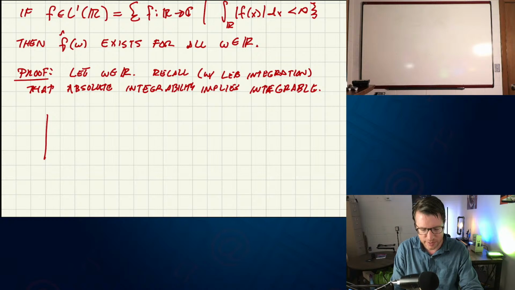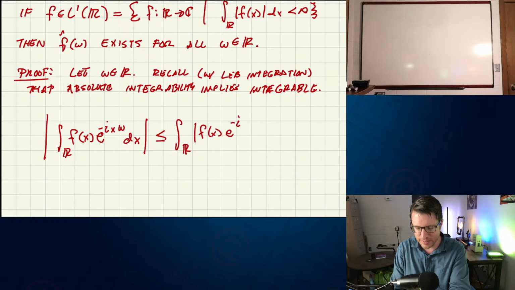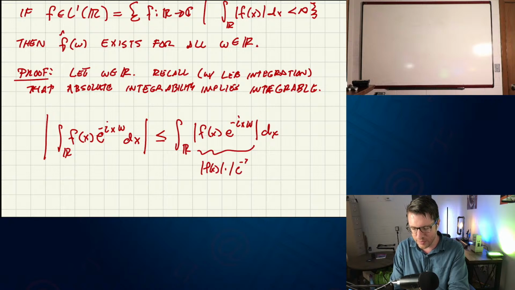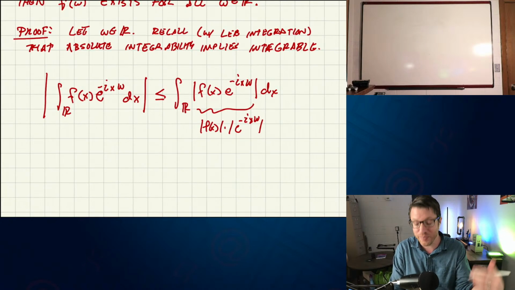So we're going to have the integral over R of f of x e to the minus i x w dx. This is less than or equal to the integral over R, just by the triangle inequality, of the absolute value of f of x times e to the minus i x w dx. And this absolute value you split up over the product: the absolute value of f of x times the absolute value of e to the minus i x w.